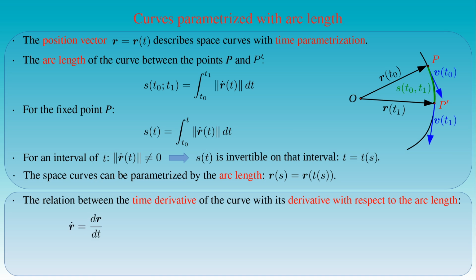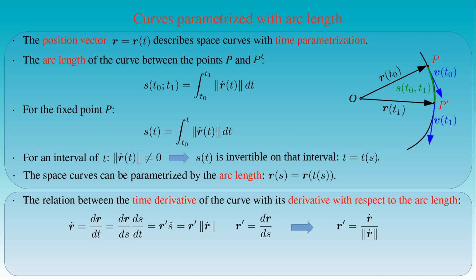r dot is the derivative of the position vector with respect to the time parameter t. For this derivative we can apply the chain rule, by writing it as the derivative of the position vector r with respect to the arc length s, times the derivative of the arc length s with respect to the time t. Let us denote the derivative with respect to the arc length s by the symbol prime. Then, r dot is equal to r prime times s dot. Since the derivative of the arc length s is the length of the tangent, that is the derivative of the position vector r with respect to the parameter t, we have r prime times the length of r dot. As a result, we can express the derivative of the position vector with respect to the arc length as the ratio of its time derivative to the length of its time derivative.